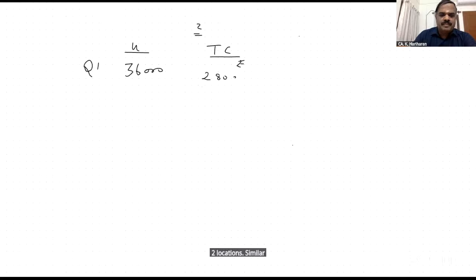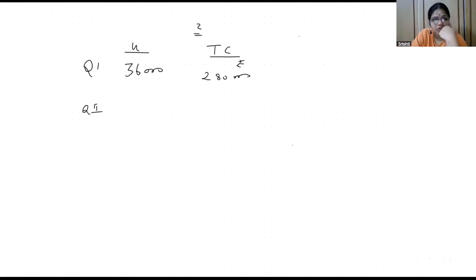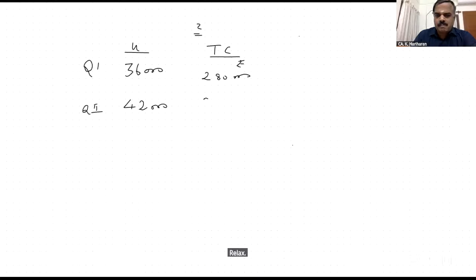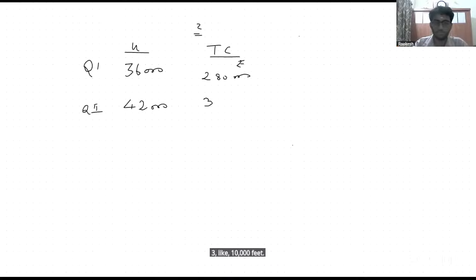Similarly, for Q2, total quantity produced is 42,000. For that, how much is the total cost? 3,10,000. 3 lakh 10,000.